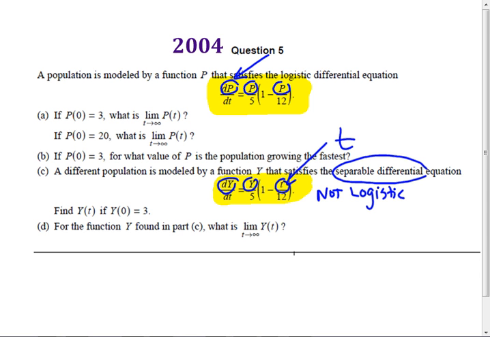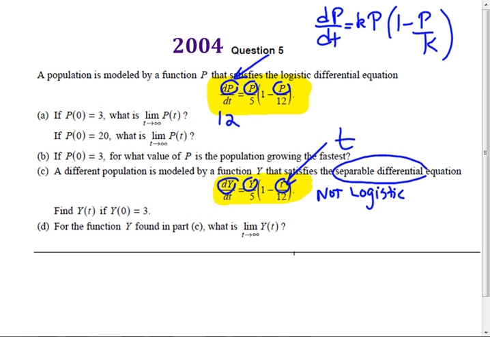This is the logistic equation, which looks like dP/dt is equal to my growth factor, which is 1/5 P, times 1 minus P over the carrying capacity. What's the carrying capacity? 12. What's the limiting value? 12. You can't believe it's that easy, can you? It doesn't matter where you start. What's the limiting value? It's the carrying capacity. It's 12.